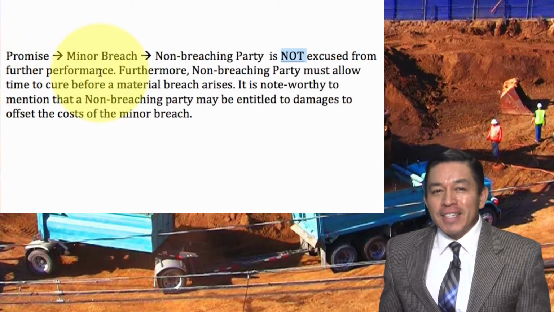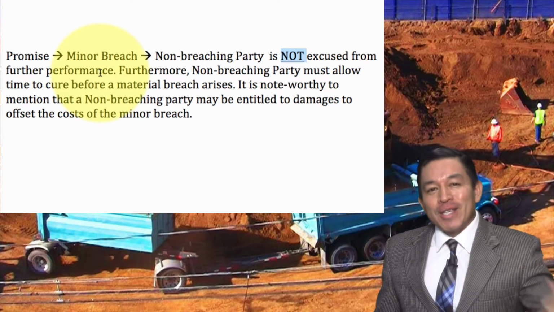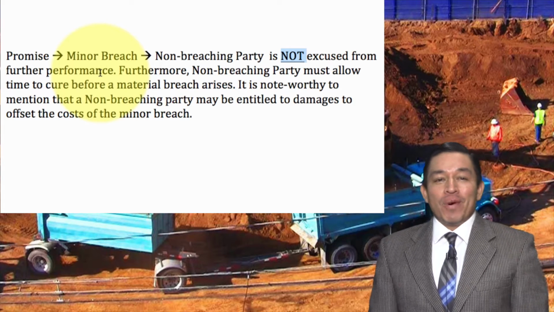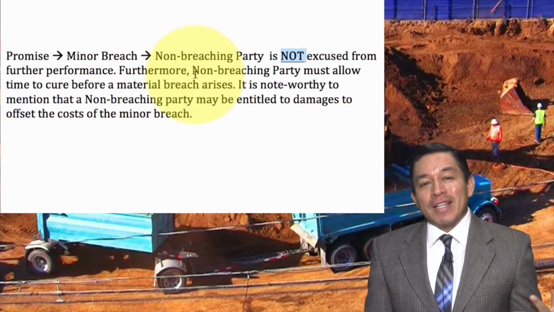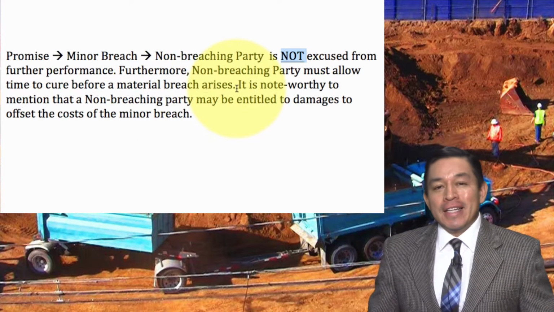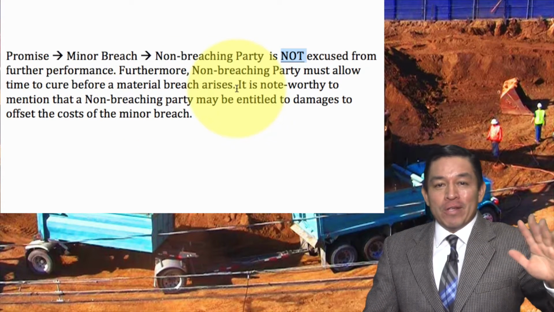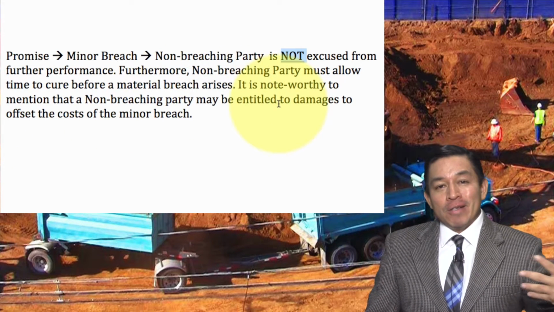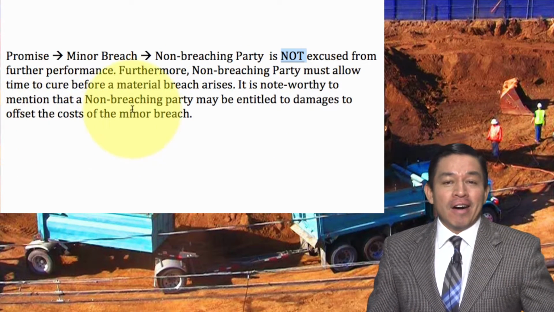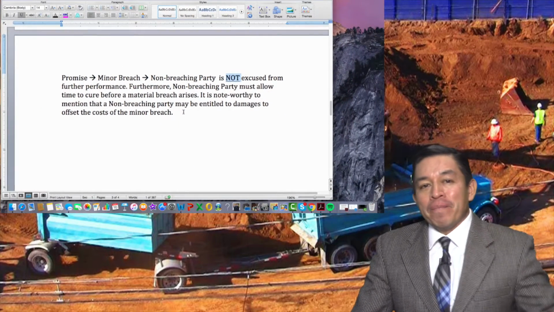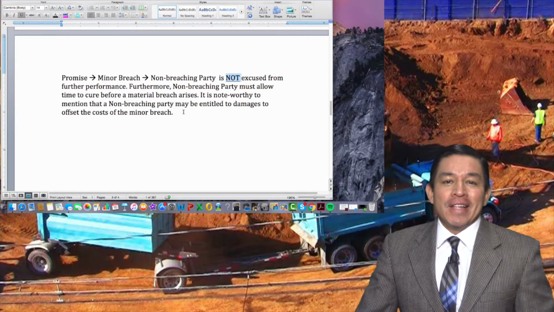That sounds crazy, huh? The non-breaching party is not excused from further performance. You must still pay the breaching party money. Furthermore, the non-breaching party must allow time to cure before a material breach arises. It is noteworthy to mention that a non-breaching party may be entitled to damages to offset the cost. So there is some justice there for the non-breaching party.